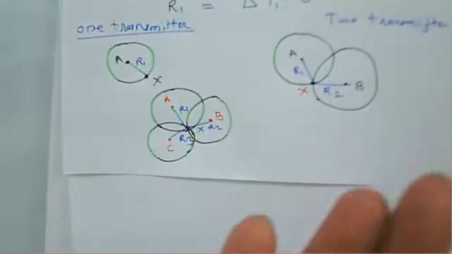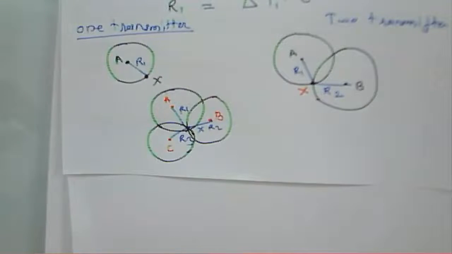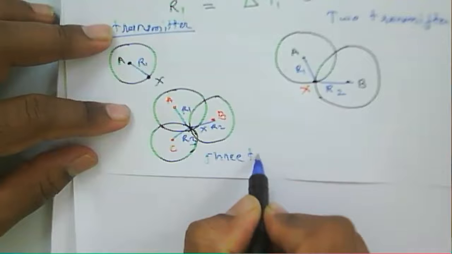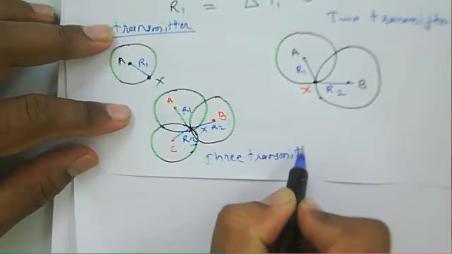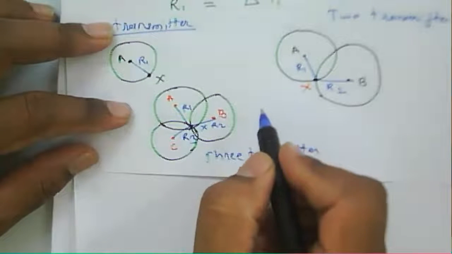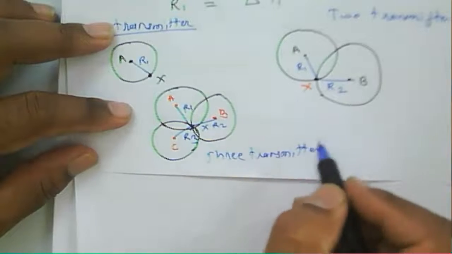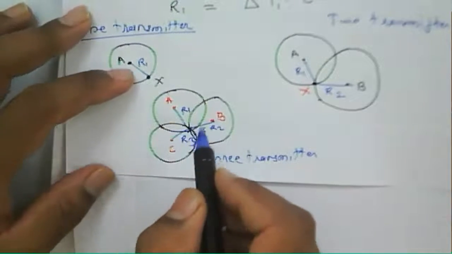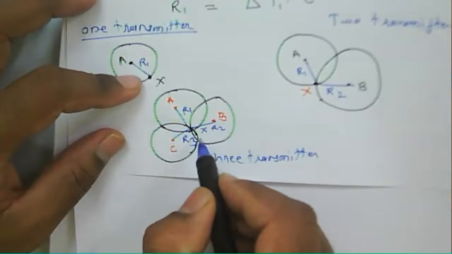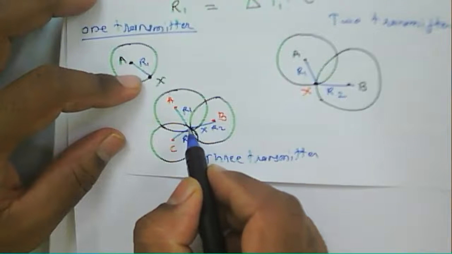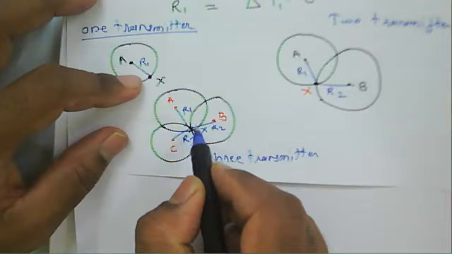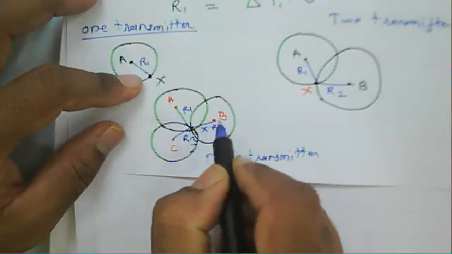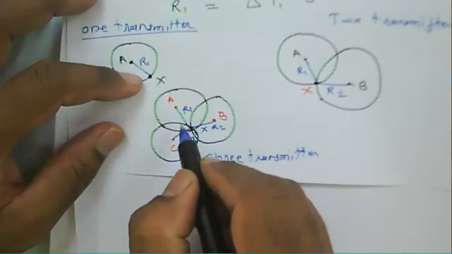Now if you see on the plane, these are the three transmitters. We are able to find out the position of this particular place or location, which is our receiver location here, from A, B, C, these three transmitters.